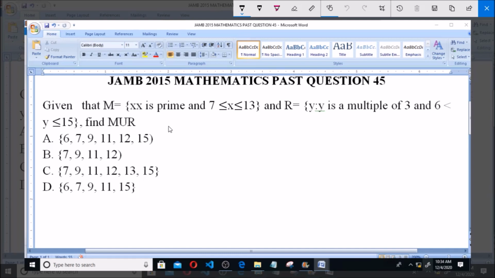Given that M is a set where x is prime and 7 is less than or equal to x, which is less than or equal to 13, and R is also a set where y is a multiple of 3 and 6 is less than y, which is less than or equal to 15. Now we're asked to find M union R.